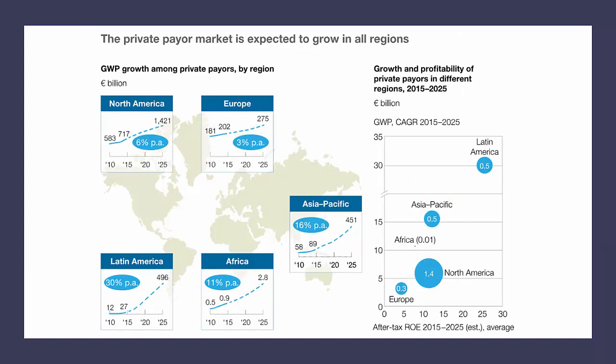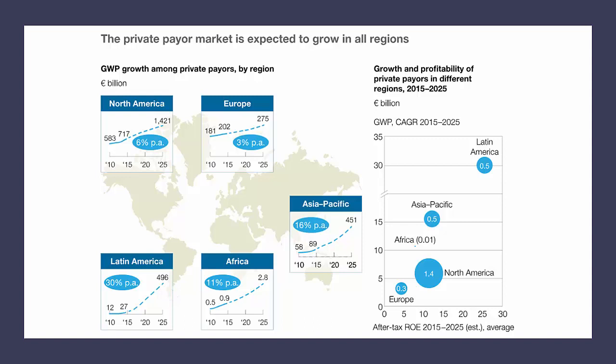The private payer market is expected then to grow in all regions as well, but there are some interesting differentials to look at here in terms of regional projected growth. Looking at Europe in particular, it is a surprisingly modest growth rate, perhaps 0.3 there you can see on the right in terms of its compound annual growth rate projection from 2015 to 2025. And you compare that to places like Latin America and the Asian Pacific region, it's going to be seeing much, much healthier growth, and indeed as well after tax returns on equity.